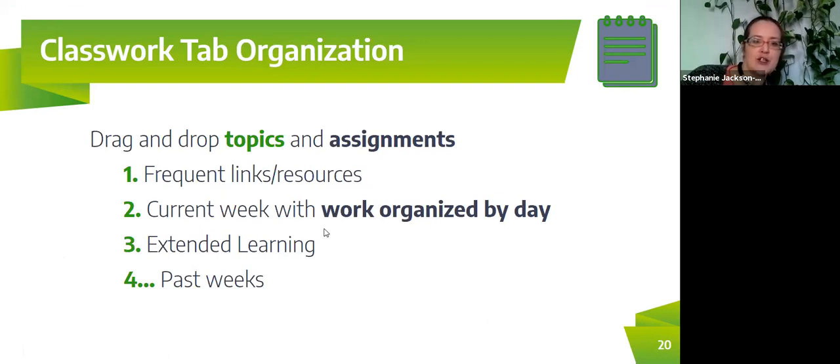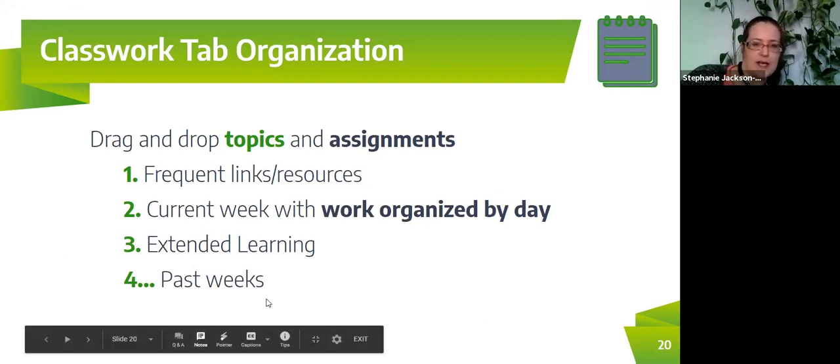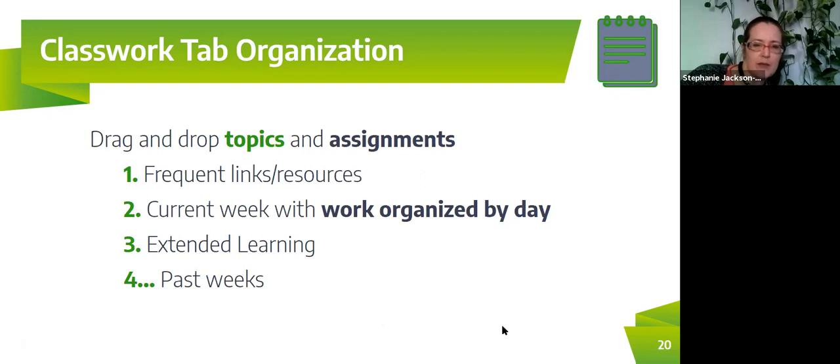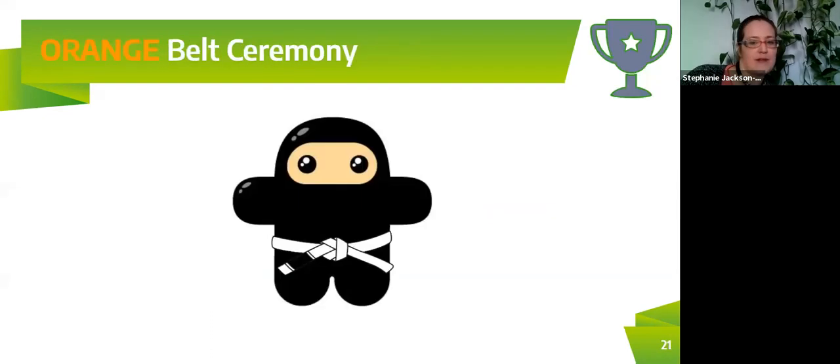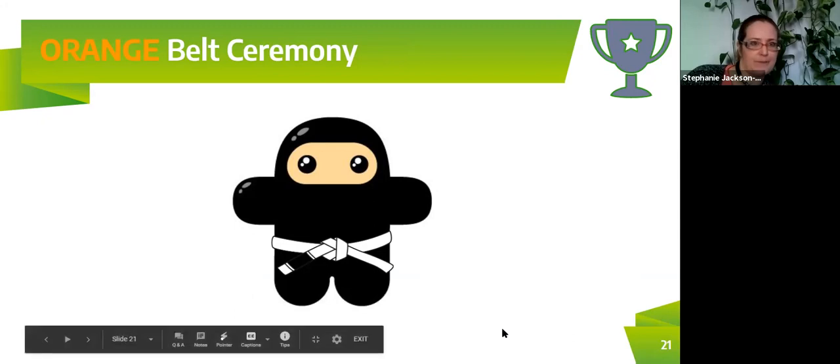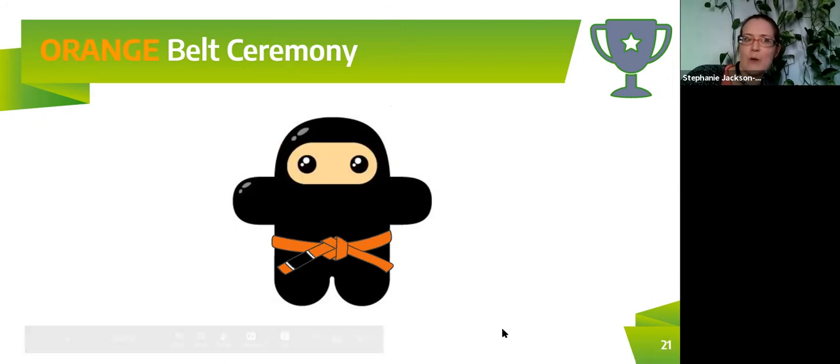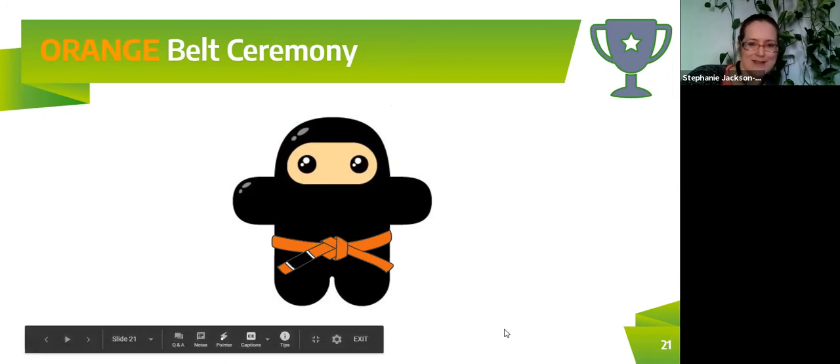So as you finish a week, you just drag that whole thing down underneath extended learning, or underneath everything that you're actually working on. So that's an easy, simple way to keep your classroom organized, and there are definitely more ways. Once you play around with it, you'll find what works best for you. So yeah, congratulations. You now have a Google Classroom and hopefully can stay organized in your classroom.